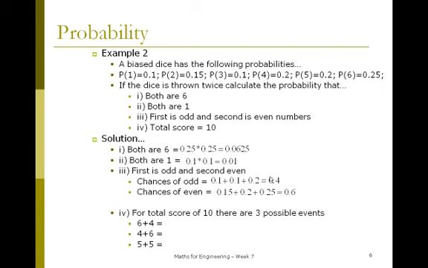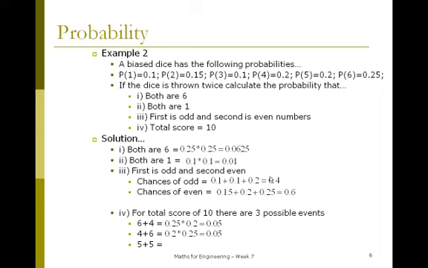So first of all, for the 6 and 4, the probability will be 0.25 for position 6 multiplied by 0.2 for position 4, and multiplying those together gives us a probability of 0.05. Now for position 4 and position 6, as above, the probability for position 4 will be 0.2, the probability for position 6 will be 0.25, and multiplying those together will give us a probability of 0.05.